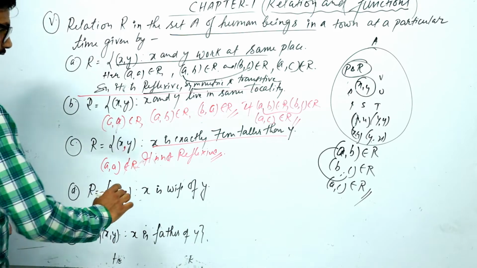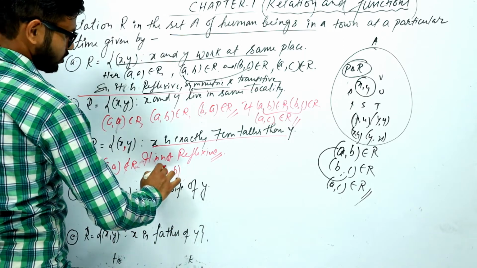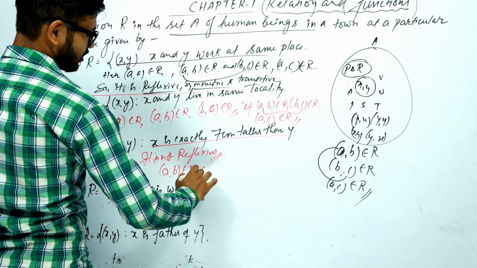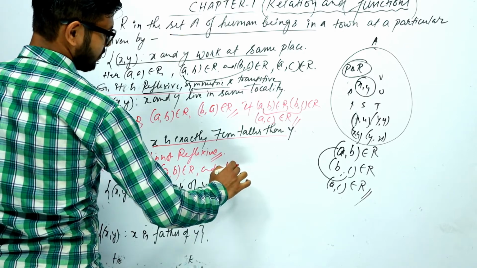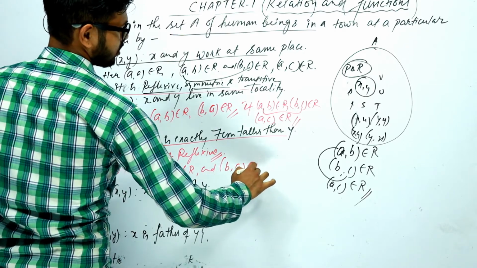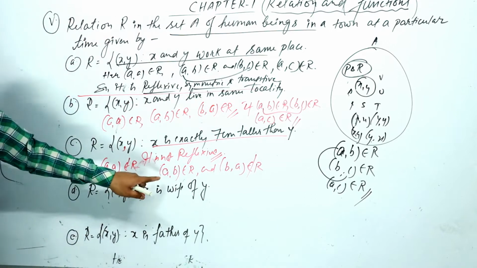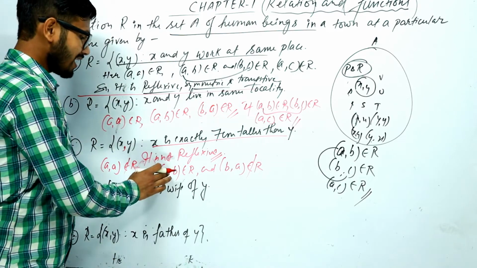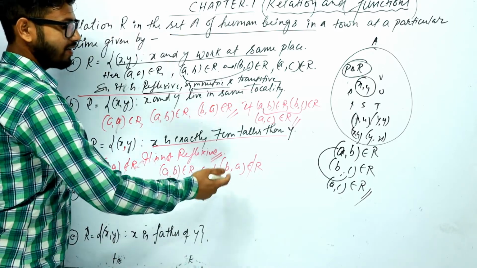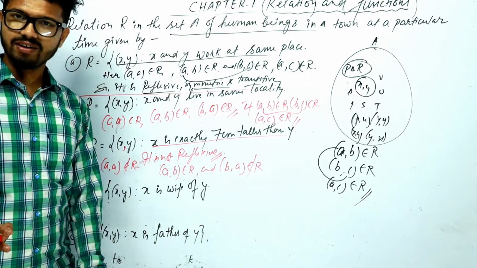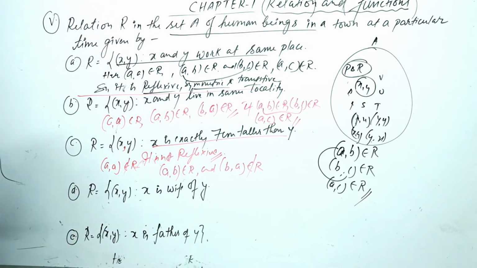If I say a comma b belong to R, then can I say b comma a belong to R? No, definitely not. If the subtraction of the height of a and b is 7, if I reverse it, b comma a, will you get 7? No, you won't get 7, you get minus 7 for that.